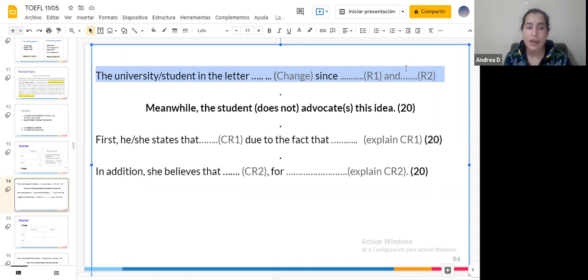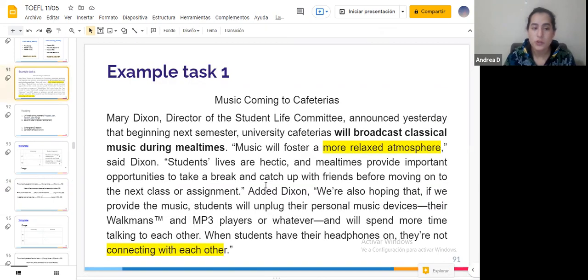At the beginning, as fast and as brief as you can, you're going to summarize the whole reading part. You're going to say something like, the university plans to broadcast classical music in the cafeterias in order to create a more relaxed atmosphere and help students connect with each other. That's it. Even if it's a complex or compound sentence, it's just one. I'm using connectors like "and," "because they want a more relaxed atmosphere," "since they want a more relaxed atmosphere," or "in order to," but it's just one sentence.